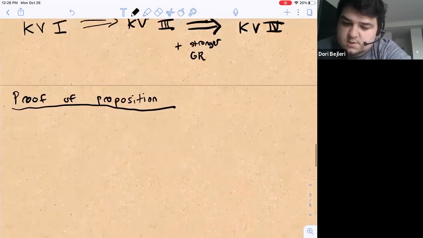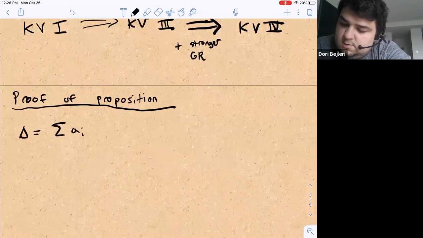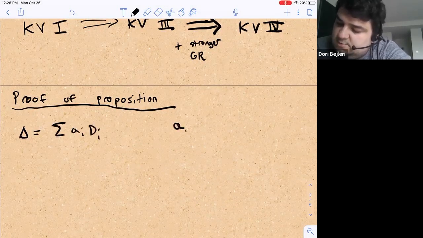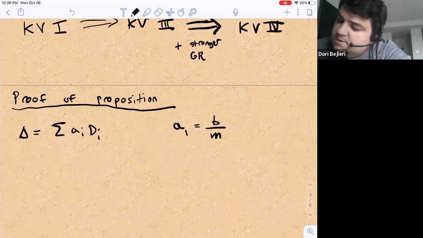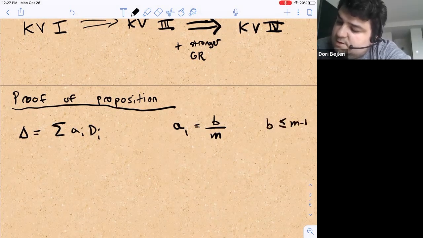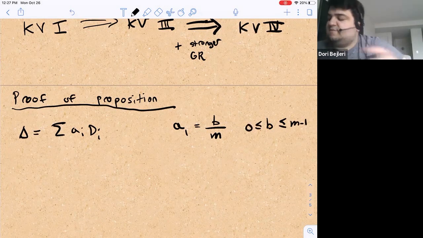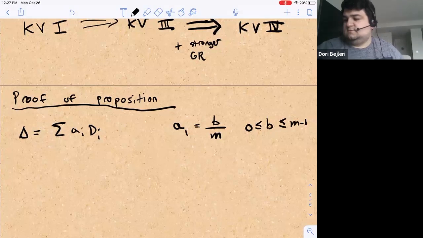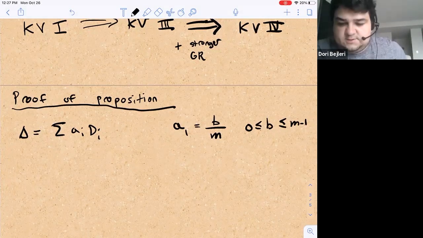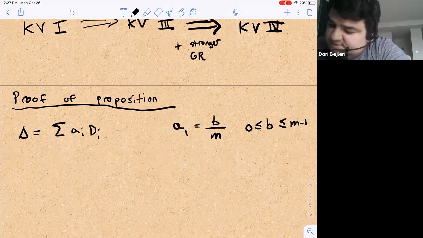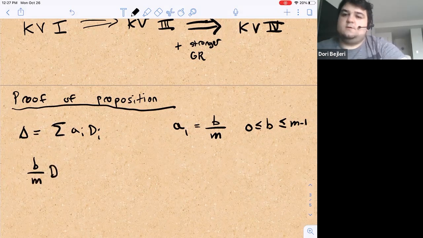So let's say that we'll start with the first divisor, and since it's rational, we can write it as b over m, where b is less than or equal to m minus 1, and greater than or equal to 0. And of course, the case where b is 0 is kind of easy, but the argument doesn't really care about allowing it to be 0. So, okay, we have this divisor in our Delta that's of the form b over m D.